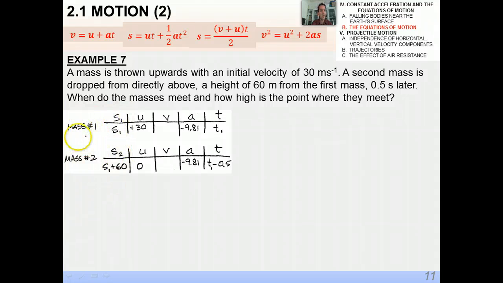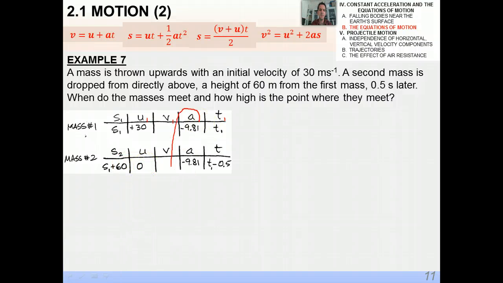Again, for mass 1, I'm calling it S1, U1, V1, and T, I'm just calling T1. For S2, this is interesting, S2 is S1 plus 60, because it tells us that mass 2 starts off 60 meters above where the first mass started off. Its initial velocity is 0 because it's being dropped.